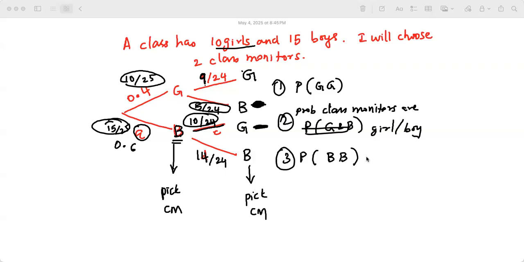So the third one, boy and a boy, means what? Boy and a boy means this one. Both should happen. So it's 0.6 times 14 by 24. Make sense? Navneet. Yeah.